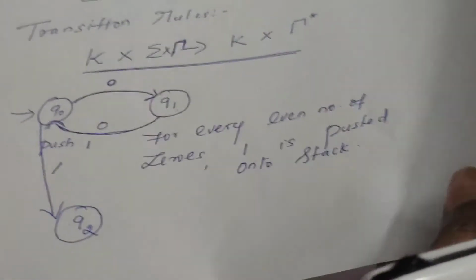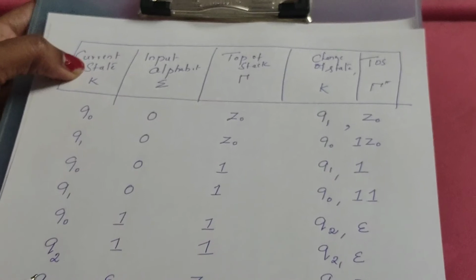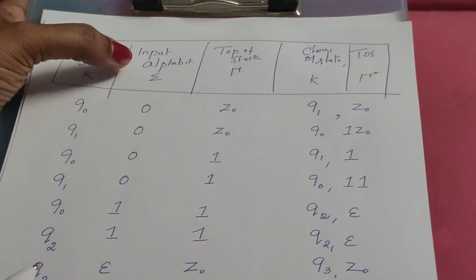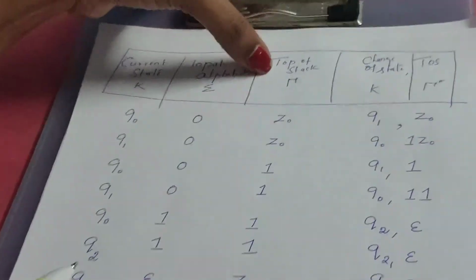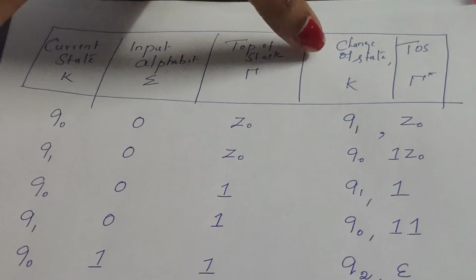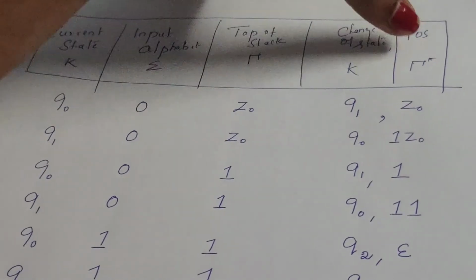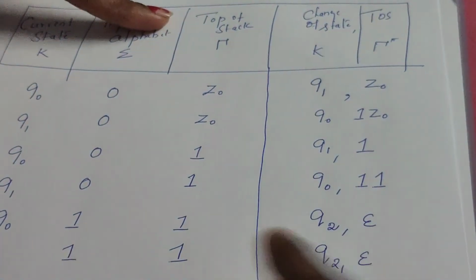Keeping all these things in mind, let us write the transition rules now. The transition rules goes like this. The first column is the current state of the PDA. The second column is the input alphabet. The third column indicates the top of the stack. The fourth and the fifth column together is nothing but the change of the state, and what is the change in the contents of the stack? So let me draw a line here like this.